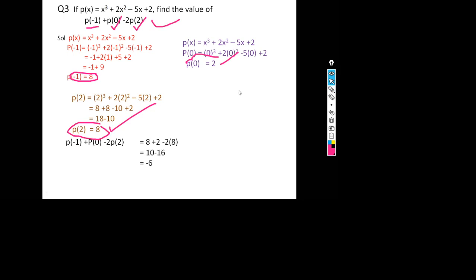By substituting the values in p of minus 1 plus p of 0 minus 2 times p of 2, you see that we get 8 as the value of p of minus 1, and p of 0 is 2, and 2 times p of 2 is 2 times 8, that gives us 16. So 8 plus 2 minus 16, and by solving this you get minus 6. So this is the final result for this question.